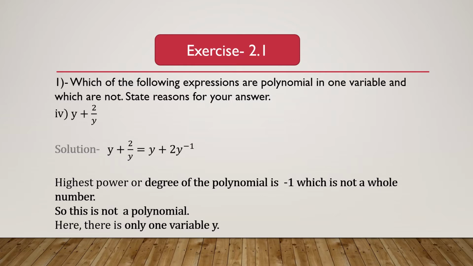And here the degree, or highest power, of this polynomial is minus 1, as in y to the power minus 1, and minus 1 is not a whole number, it is an integer. So this is not a polynomial. This expression y plus 2 divided by y is not a polynomial. And now we will check whether this is in one variable or not. Here only one variable is present: the first term is y, the variable is y, and in the second term 2 divided by y, the variable is y. So this is a polynomial in one variable y.